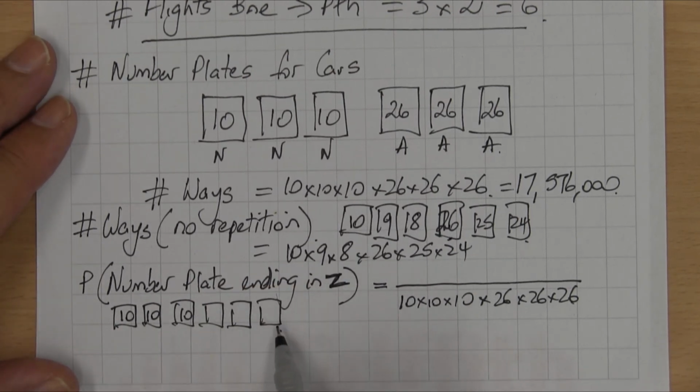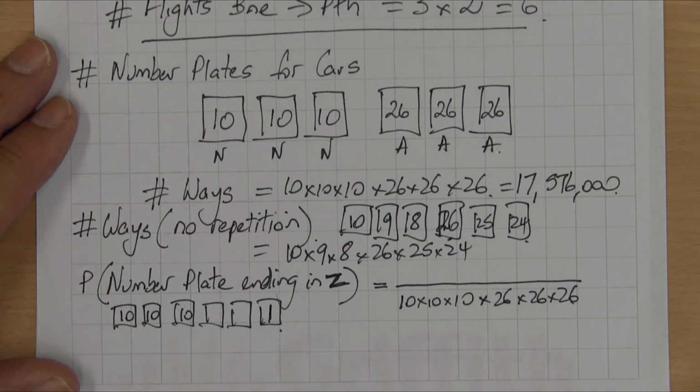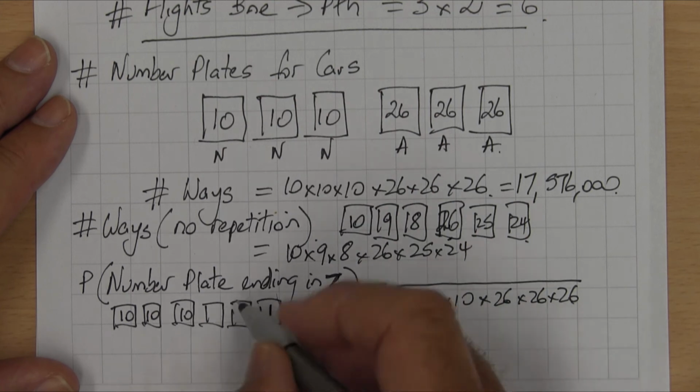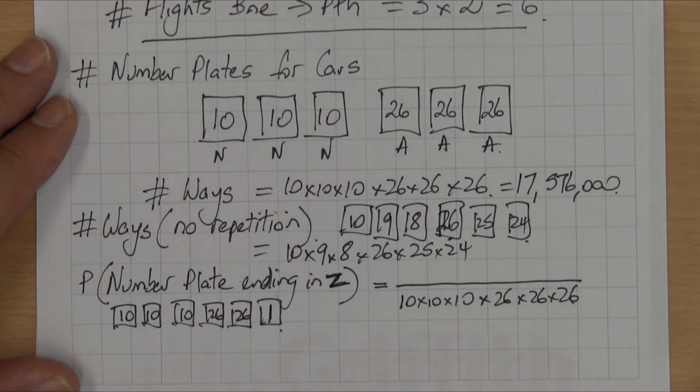Now look at our letters. It has to finish with Z. So there's only one letter that can go at the end, and that's the Z. There are no restrictions on what could go there. You can have anything A to Z there, anything A to Z there. So that'll be 26 and that'll be 26. So this will be the total number of number plates ending in Z.